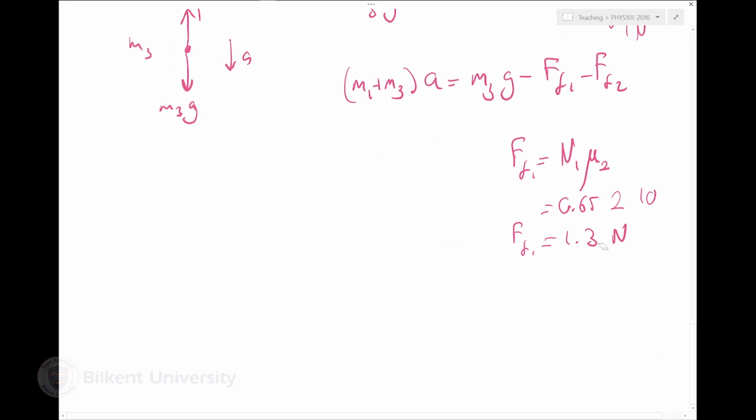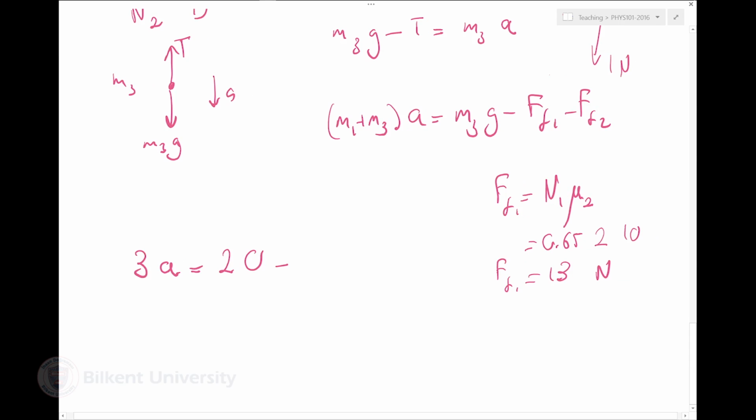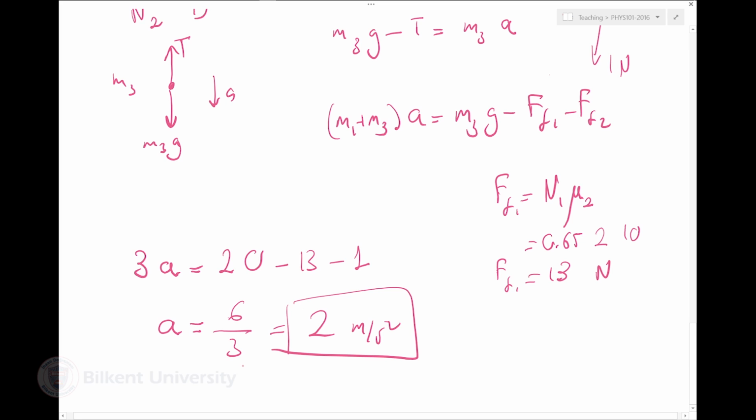So it's going to be 13 newtons. M1 plus M3 is 3A, M3 was 3G, 20 minus F friction 1, which is 13 newtons. F friction 2 is 1 newton. So A apparently is, what's this? 6 divided by 3, 2 meters per second square.